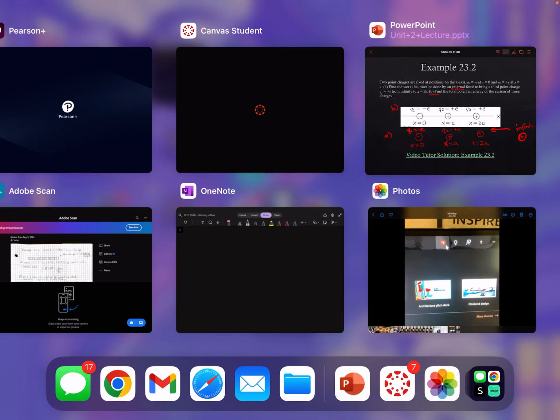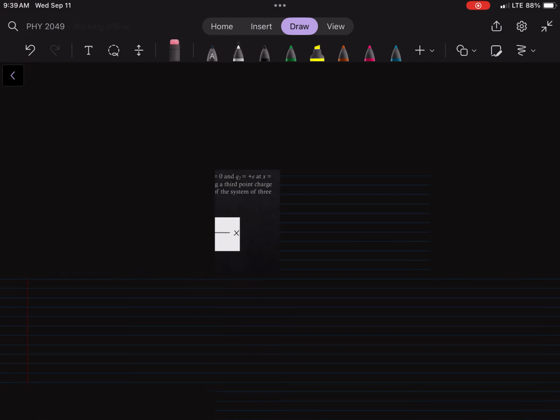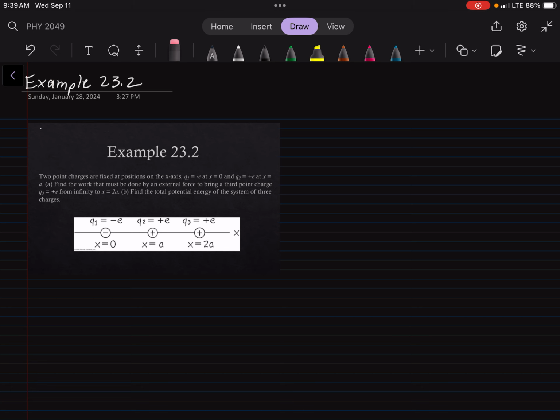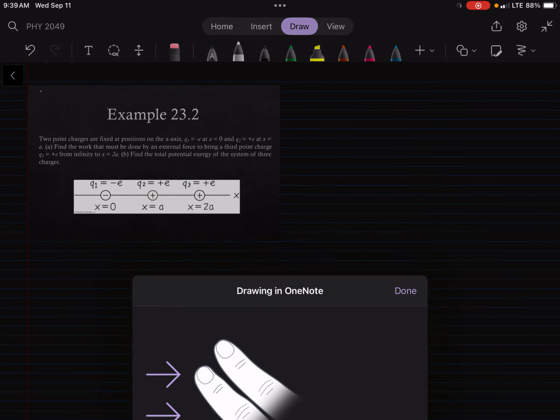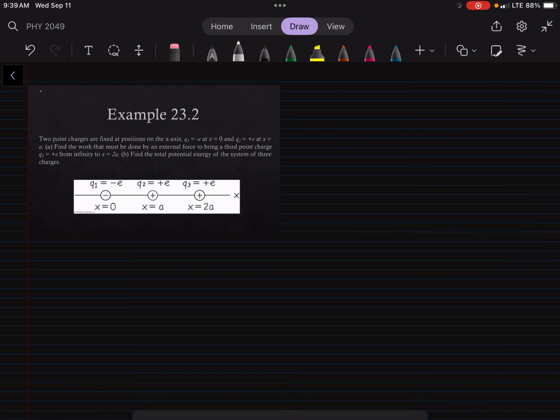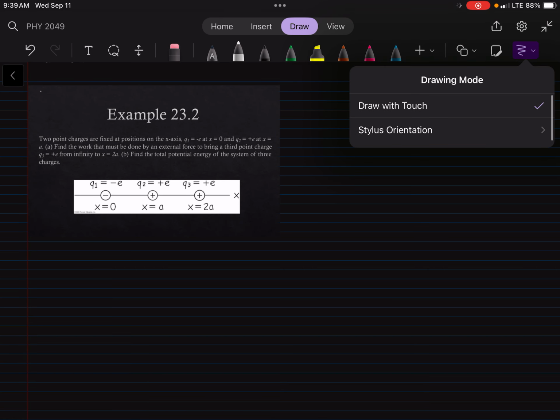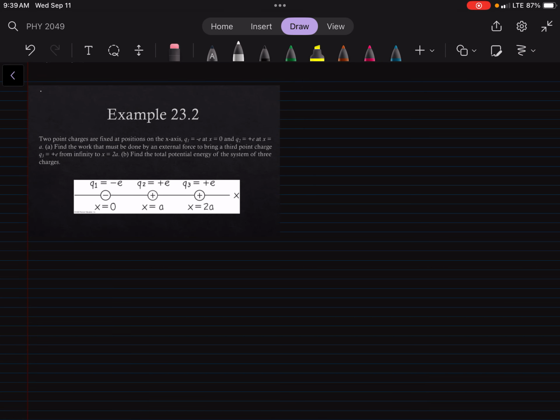So let's go to the example. I guess I should have drawn the picture here, shouldn't I? I was using touch earlier because I forgot. There we go. Don't need to do touch anymore.